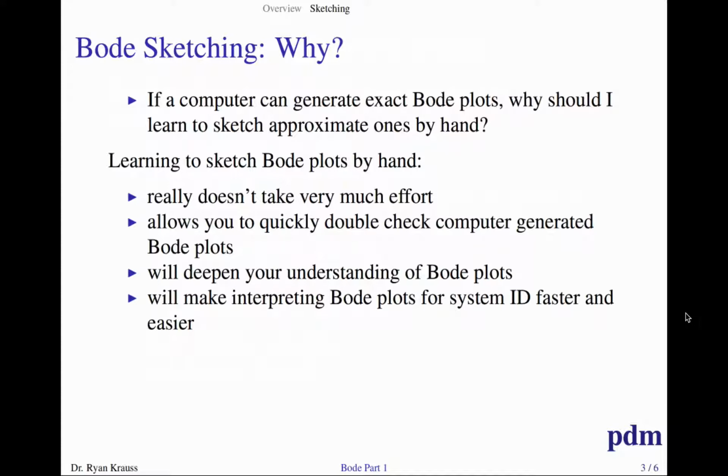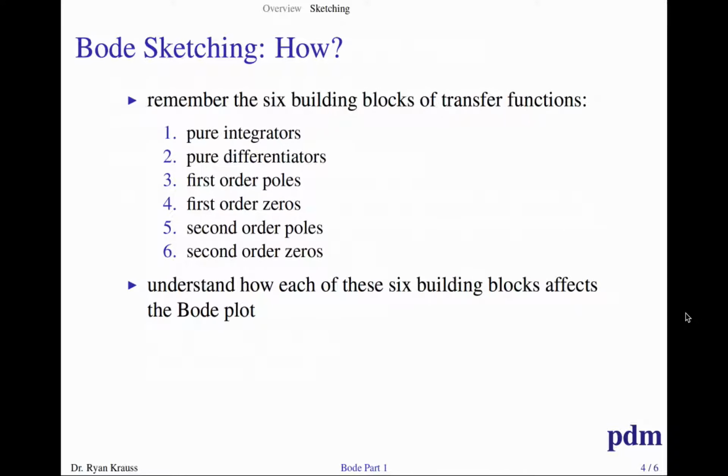And it will drive you to a deeper understanding of Bode plots to have to sketch them, and that will in turn make it easier for you to interpret them when you're trying to do system identification. So for all of those reasons, I'm going to expect my students to know how to sketch Bode plots by hand, and that will be a subject of quizzes and tests coming up. So it really isn't that hard.